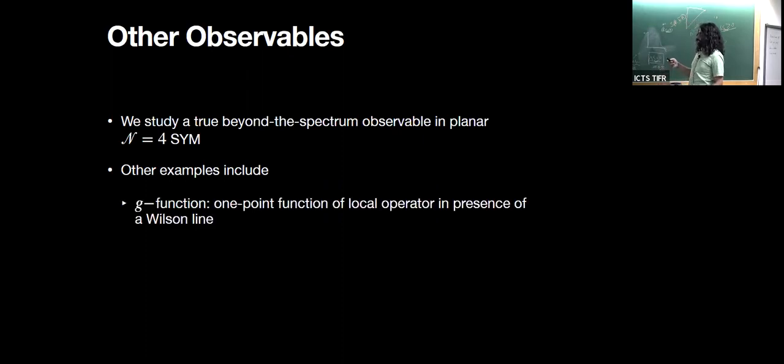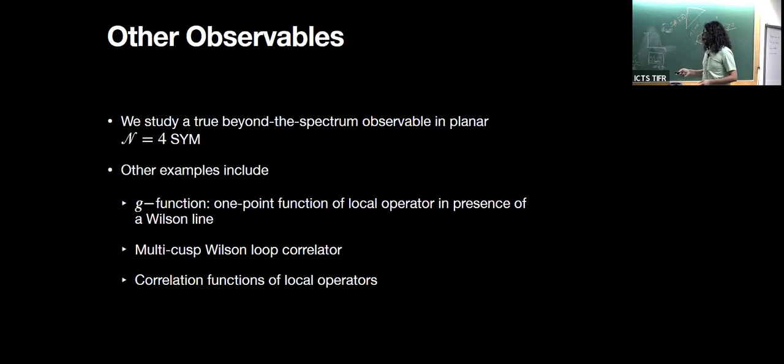You can look at what are called G functions, which is a one-point function of an operator in the presence of a defect, in this case a Wilson line, but it can be any other kind of defect as well. You can construct Wilson loops with funky shapes and different cusps and try to find the correlation function of multiple cusps. And finally, you can think about correlation functions of local operators in N=4 super Yang-Mills. Now, I'll just comment a few things about the last thing, and then I'll stop.